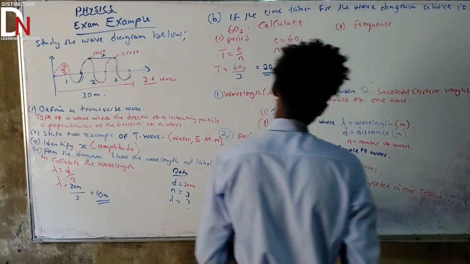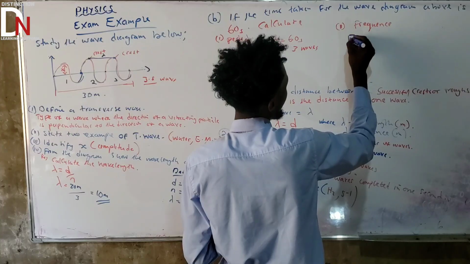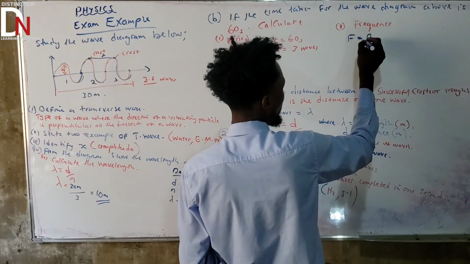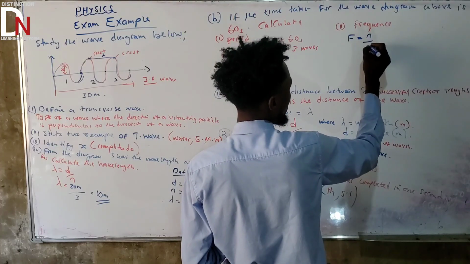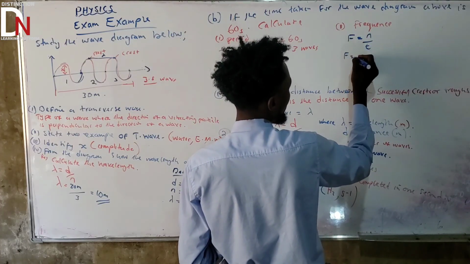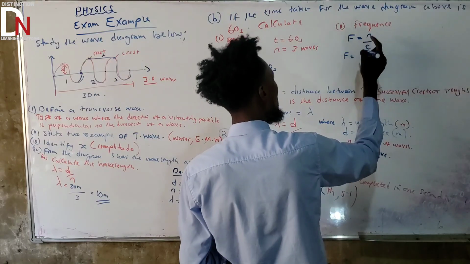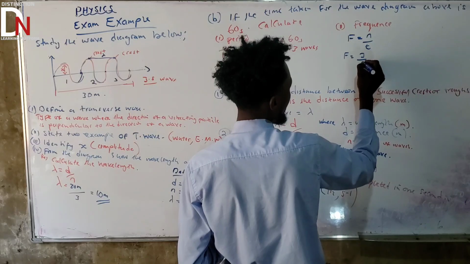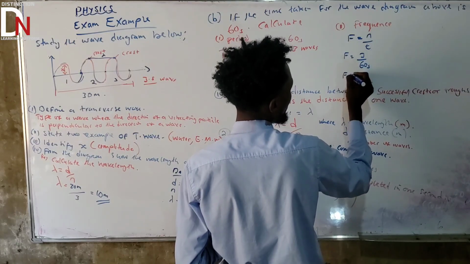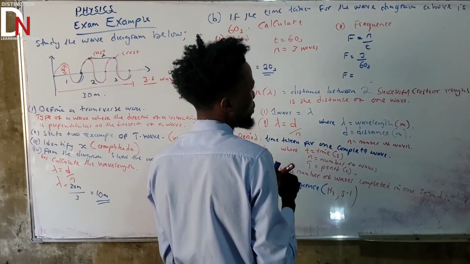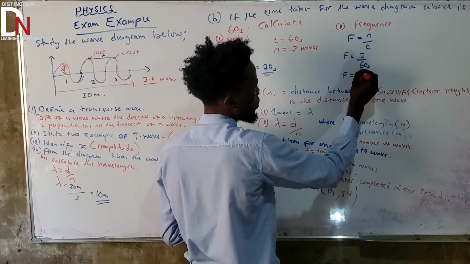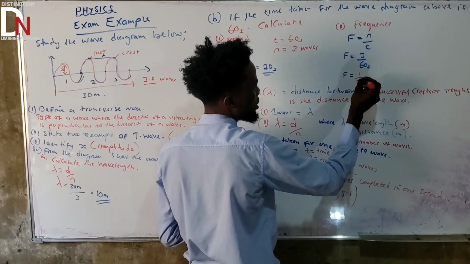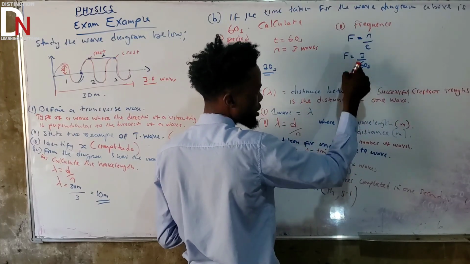So now let's talk about the frequency. We know that frequency is nothing but equal to the number of oscillation. Don't make any mistakes. Number of oscillation should be on top as the numerator over time taken. How many waves are there? There are 3. Over time taken, which is 60 seconds. Since we don't have a calculator here, we're just going to reduce 3 there. It is 1. 3 into 60 is 20. Then we put 20 seconds.